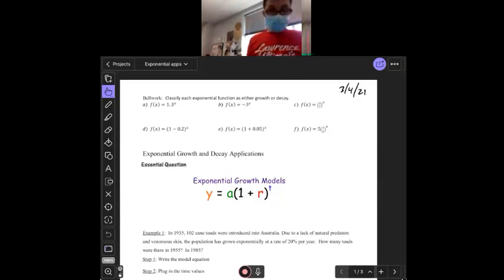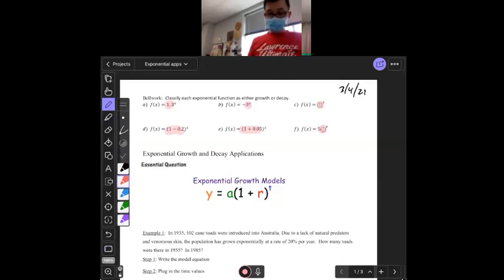Today's the 4th. If you want to look at a function and know if it's a growth function versus a decay function, it's all about the base of the power. So look at that and ask, is that number bigger than 1 or is it less than 1? Looking at that first one, of course, 1.3 is bigger than 1. So that's going to be a growth function.